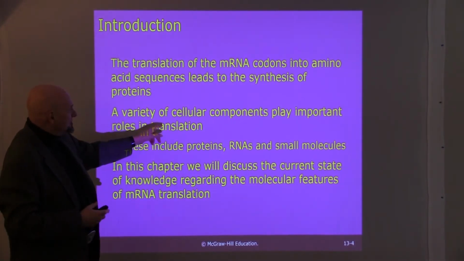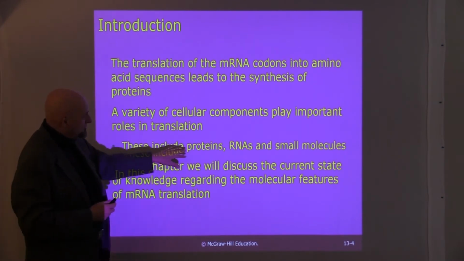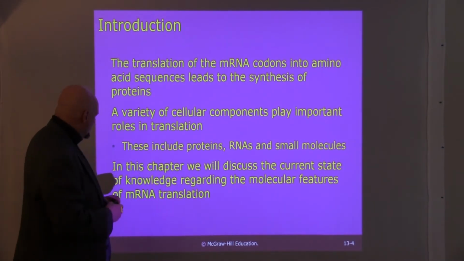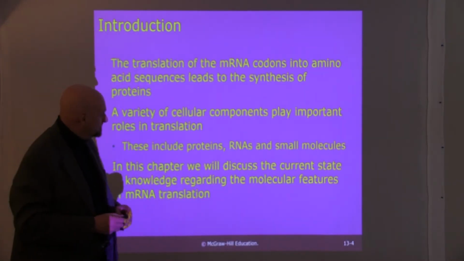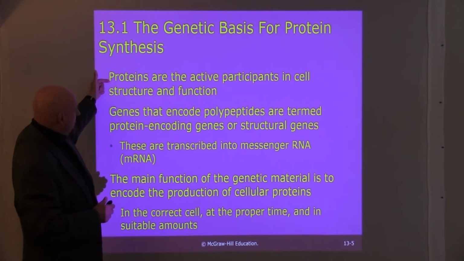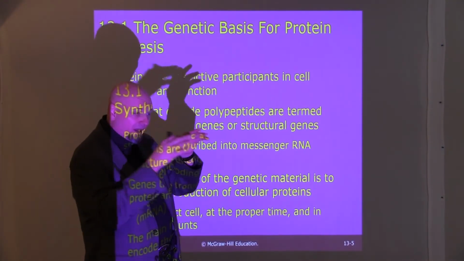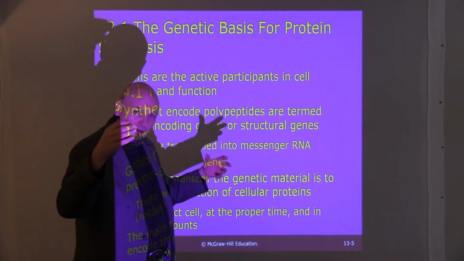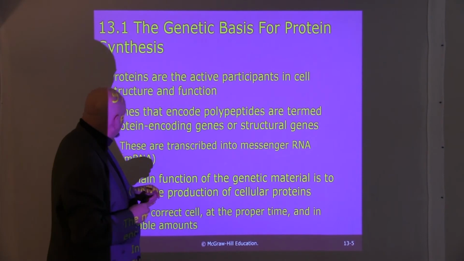Now, there's a variety of cellular components that can play a role in this translation. These include proteins, RNAs, and small molecules. So what we're going to look at is the current state of knowledge regarding the molecular features of messenger RNA translation. The proteins that we're going to be looking at are the active participants in cell structure and function. These are the structures involved in bringing about the shape of the cell, the shape of an organ, the shape of the body of an organism. So they're important to that.